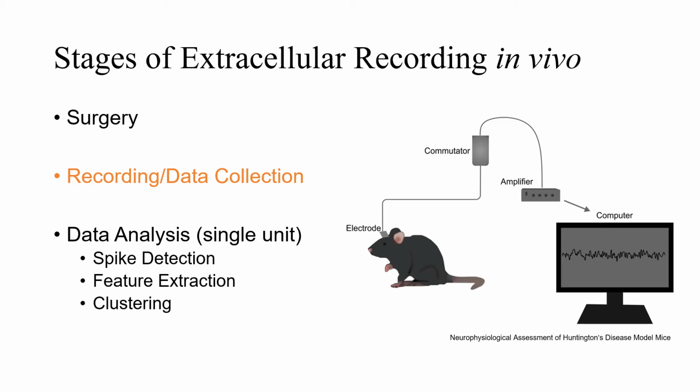Finally, once recording is finished, typically an enormous amount of data has been collected, and data analysis takes place, which can be further broken up for our purposes into spike detection, feature extraction, and clustering. For this presentation, we will focus on single cell activity, or what is often referred to as single unit analysis. Typically, around half an experimenter's time or more might be spent on just this final step of analysis. I'll discuss each of these stages now more closely.